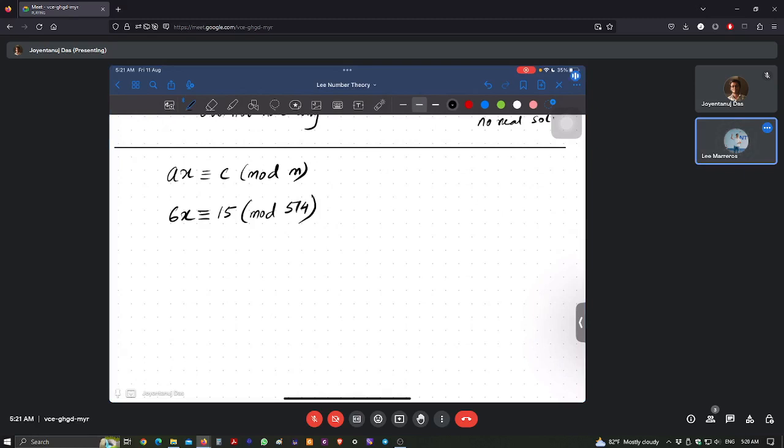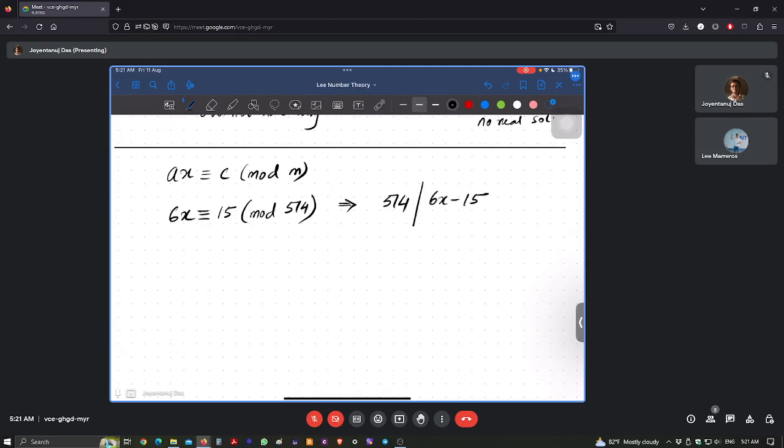If I want to plug in every value and check, that will be huge, because up to 513 you have to check, so that is not possible. So can we say something else? Can we have some observation? This implies that 514 divides 6x minus 15, by definition of congruence.